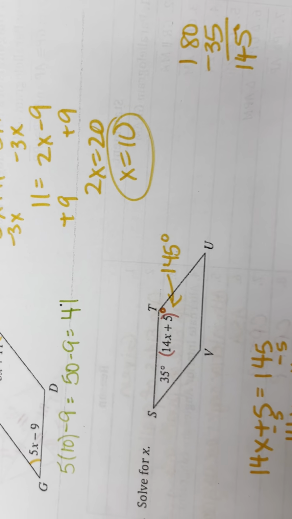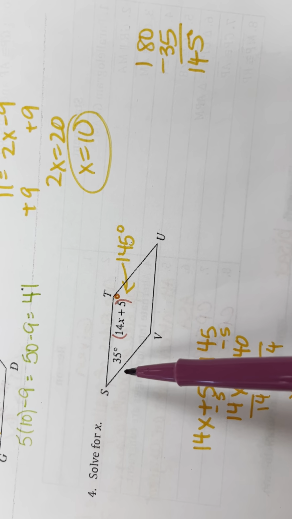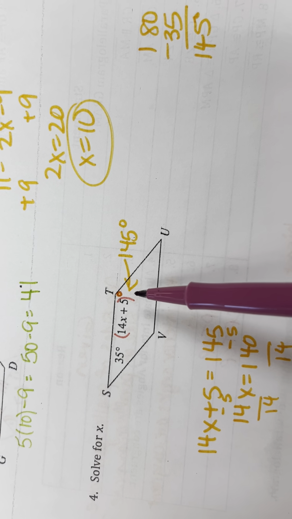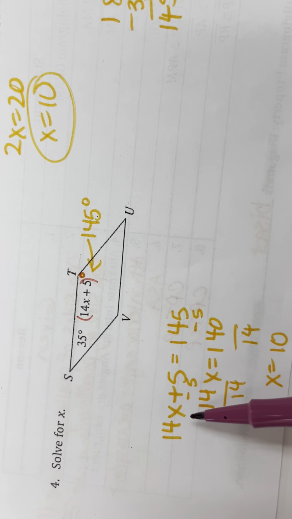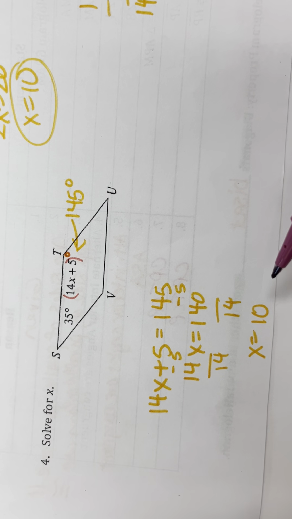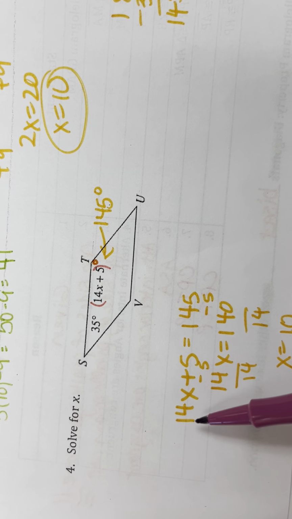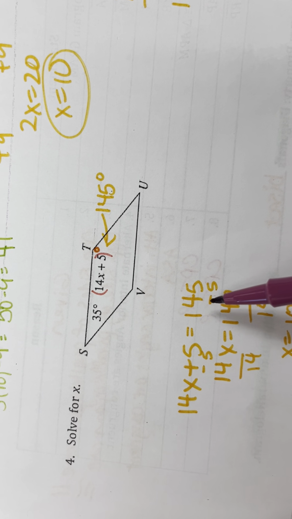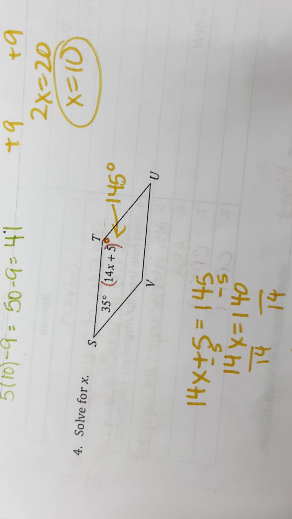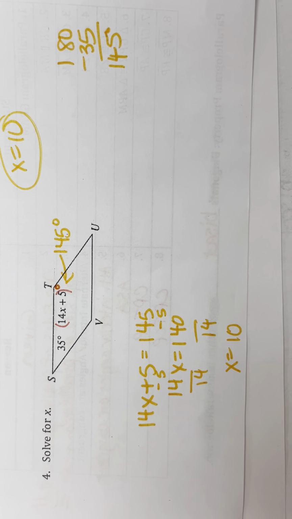And then the last one, there's a couple ways you could do this. I knew that these are supplementary, so I just made this 145 degrees and set 14x plus 5 equal to 145 to get 10. But you could also add 35 to this and equal it to 180, right? You're still going to subtract the 35. I just did it before. So either way is correct.